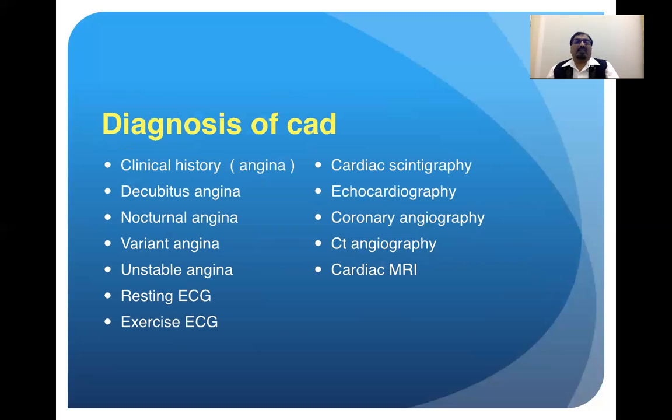Diagnosis of coronary artery disease, if you look at the whole cascade of things, the history is most important. You have to go into the history. There are different types of angina. I don't think I should cover that in this particular video. Unstable angina, resting ECG or exercise ECG as per the demand, we have to do it.